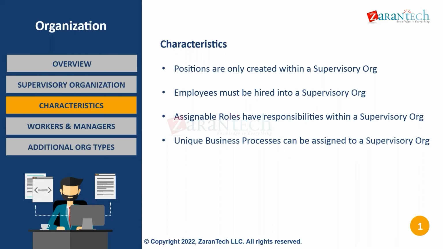Now, in positions, we are clear that we need to have a position under a supervisory organization. That's number one. Employees must be hired under a supervisory organization, right? And employees and workers are used interchangeably. Employees are usually termed as full-time employees, but workers in general are contractuals and full-time. So people use the terms very differently. You should be cautious enough. What you should do in the real world is, if you talk about employees, add full-time employees versus contractual employees. That way you are not confused between workers and employees.